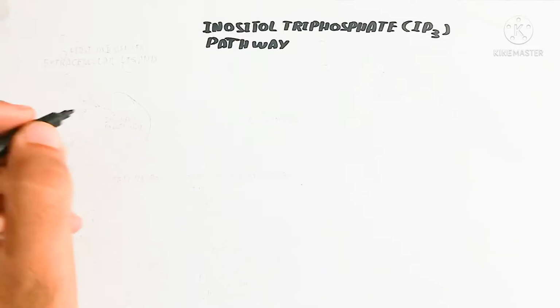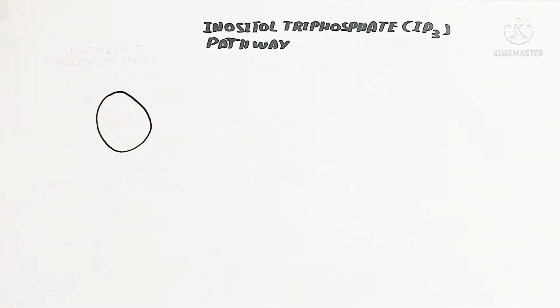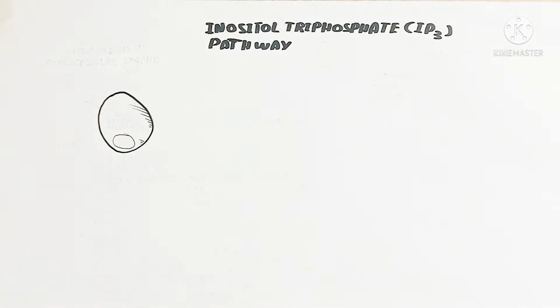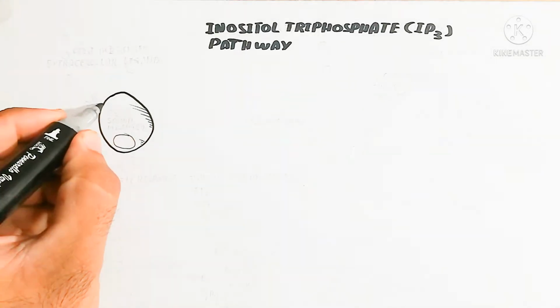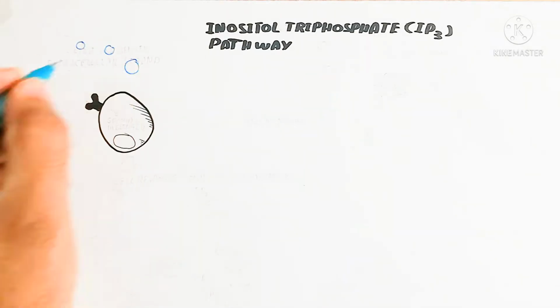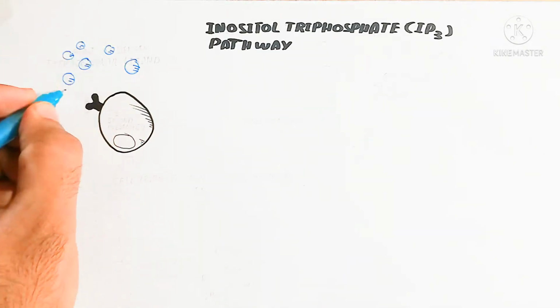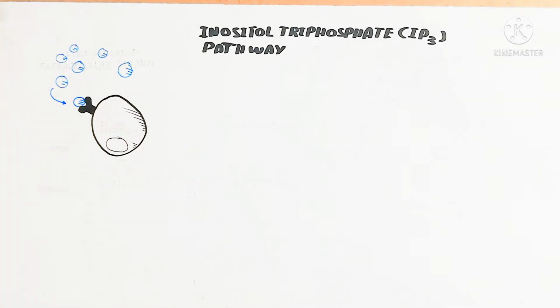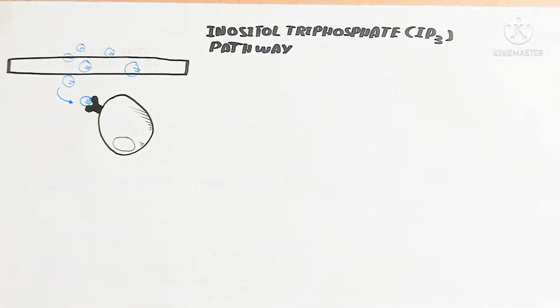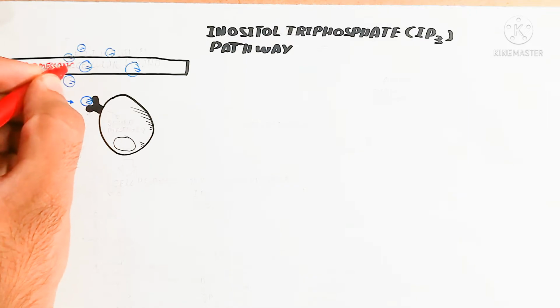The first messenger is an extracellular ligand, which can be epinephrine or another type of hormone that binds with the G-protein coupled receptor, GPCR. After the binding, a cascade of second messengers follows, and the second messenger can be different. Here we will just understand the IP3 pathway as well as the cyclic AMP.